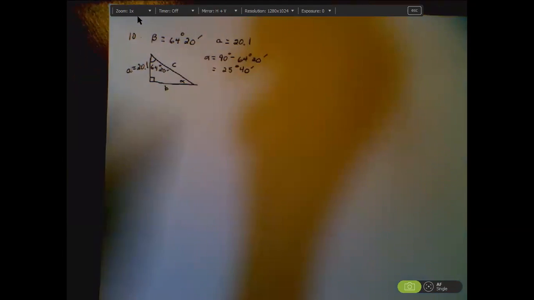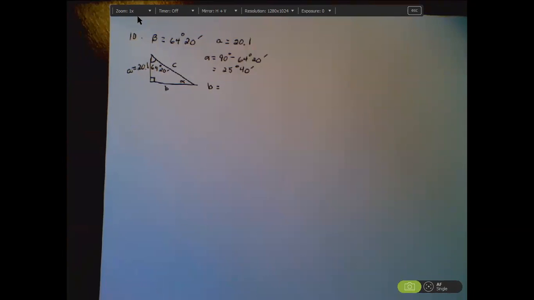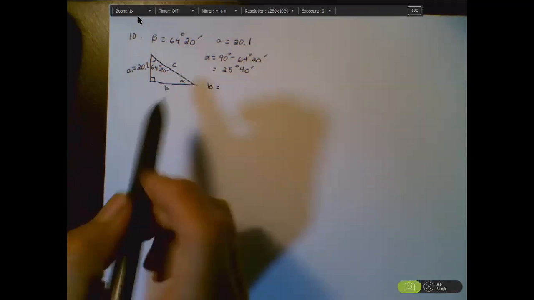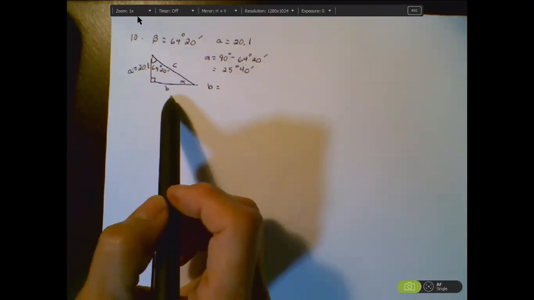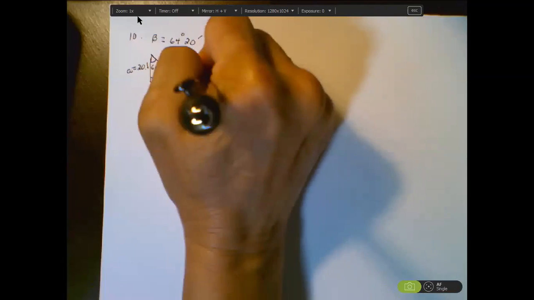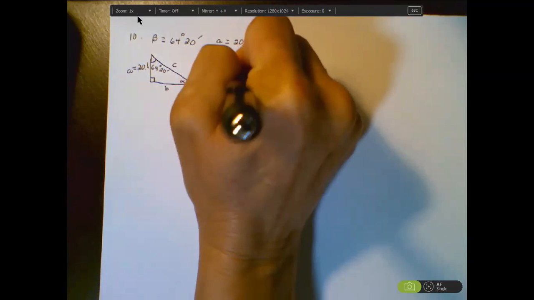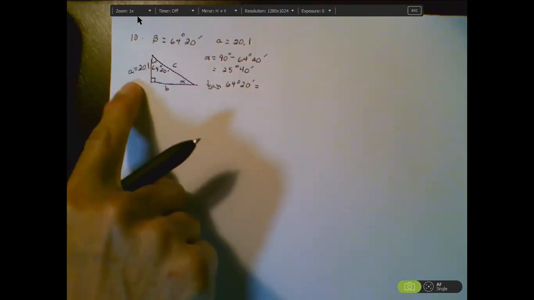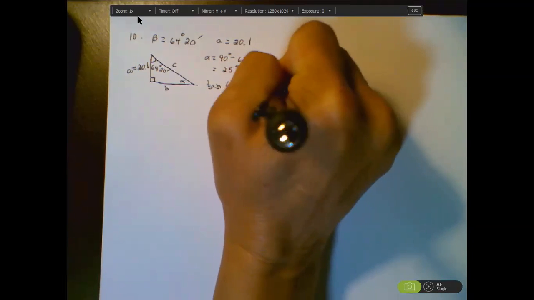Now, what could I use to find B? What trigonometric function of the angle that I was given would involve the opposite side and the adjacent side? Tangent. Yeah, tangent. So I could say the tangent of 64 degrees, 20 minutes is opposite over adjacent, B over 20.1. And then just clear out my fractions and grab a calculator.